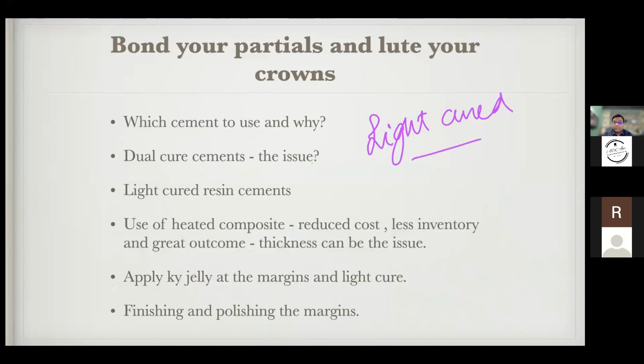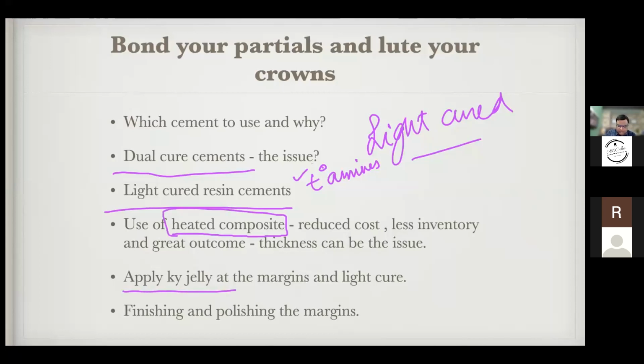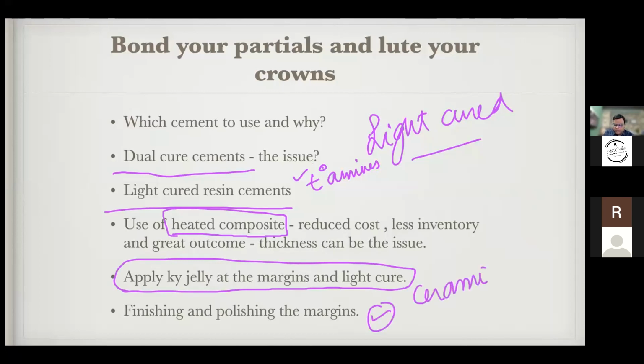I'm stressing on it repeatedly because dual cure cement releases tertiary amines, which will discolor at the margins. The patient will come back with marginal discoloration. So you will just use a light cure veneer cement. And yes, you could use heated composite, but that will be a topic for some other day. Initially, please stick to veneer cement because heated composite can be a little tricky to handle. Always apply KY jelly at the margins and light cure nicely. And you will finish and polish the margins using your ceramic finishers or ceramic polishers.